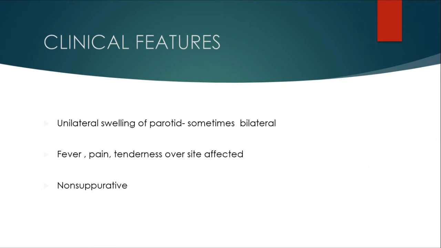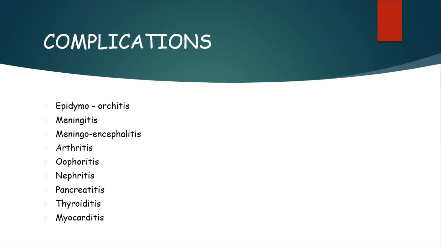Now, talking about the clinical features, there will be unilateral swelling at the earliest stage, but it can develop into bilateral swelling associated with fever, pain, tenderness, and redness over the site affected, and it is usually non-suppurative. Apart from this, there will be other associated complications like epididymitis, which is commonly seen in one third of the population, especially in male patients. In epididymitis, the testis becomes really swollen, and it is usually accompanied by fever and chills.